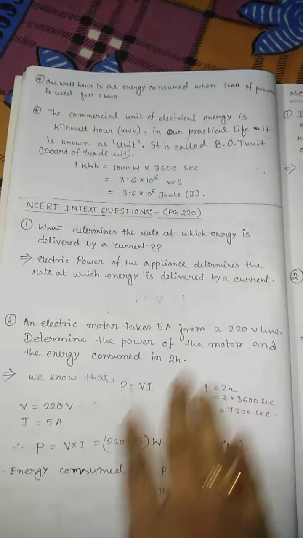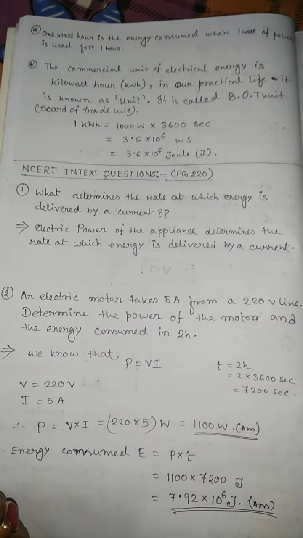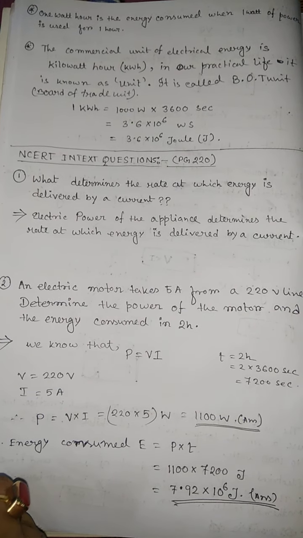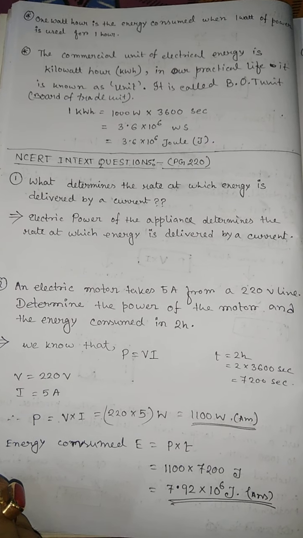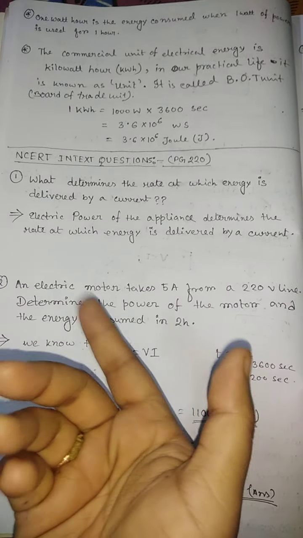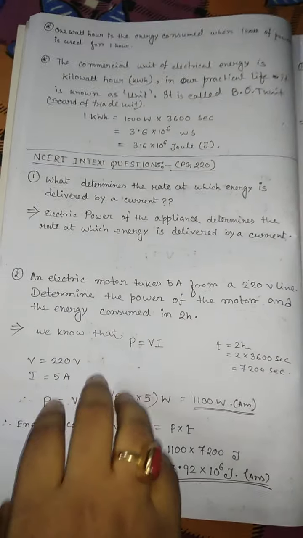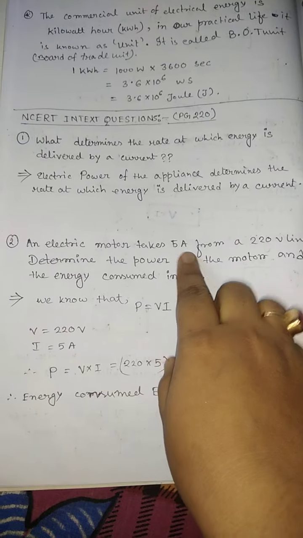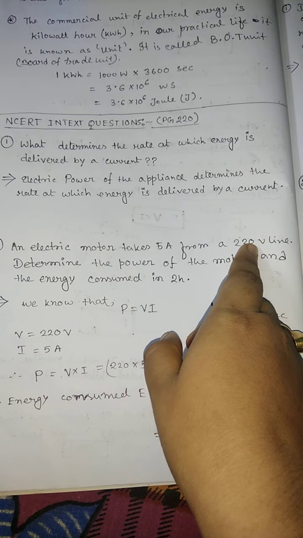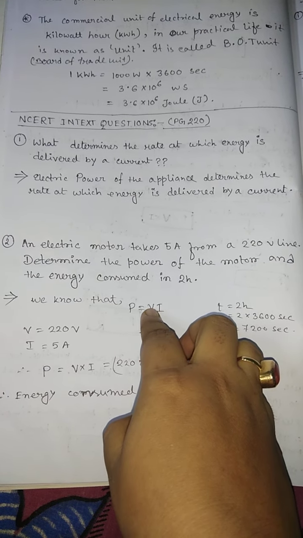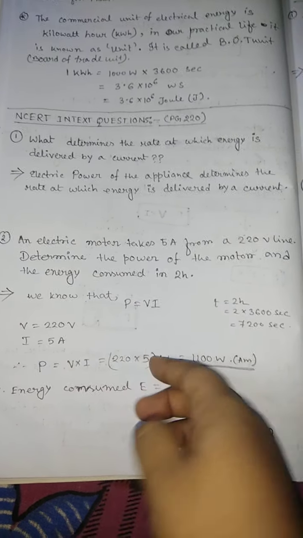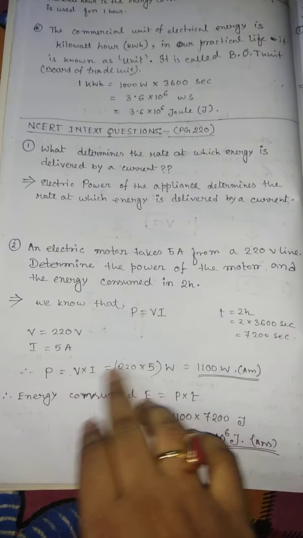Now, your NCERT in-text questions. There are 2 questions on page number 220. What determines the rate at which energy is delivered by a current? That is nothing but electrical power. Second question: an electric motor takes 5 ampere from a 220 volt line. Determine the electrical power. Simply we use P equals V into I. The V value is given, the I value is given. Putting the values, we get the power.